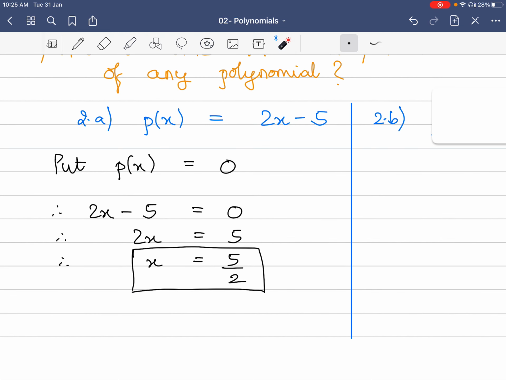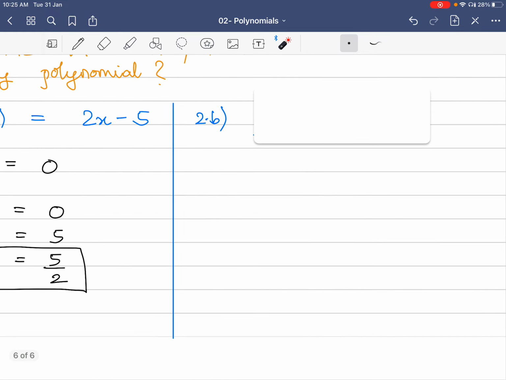Okay, so once again, what did we do? We just assigned P of x equal to 0. This is the equation we created, P of x equal to 0, and then we got the value of x. Now, if you substitute this value of x in this equation, you will get P of x equal to 0. Again, quite simple and intuitive. In order to find the zeros of a polynomial, we just put that polynomial equal to 0. That's it, and we'll get the value.